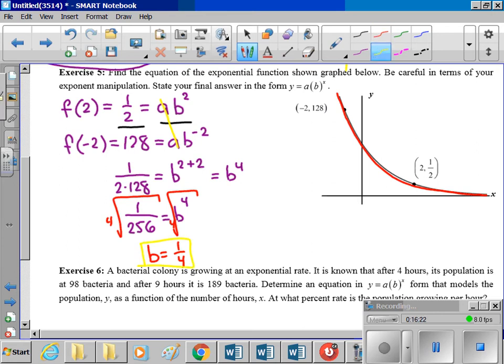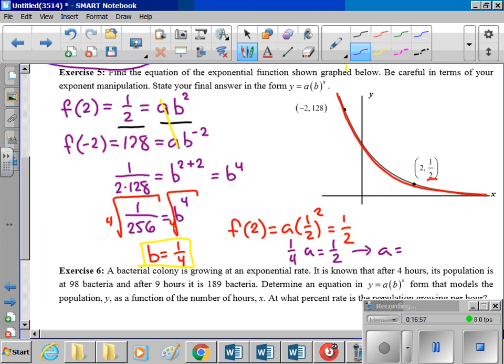And like we did in the last problem, we're going to plug this into our other point. So I know that when I have f of 2 equals a times b, which is 1 half squared, I get 1 half. So I can tell you that 1/4 a equals 1 half, multiply across, and I get a equals 2. Box it off as well.